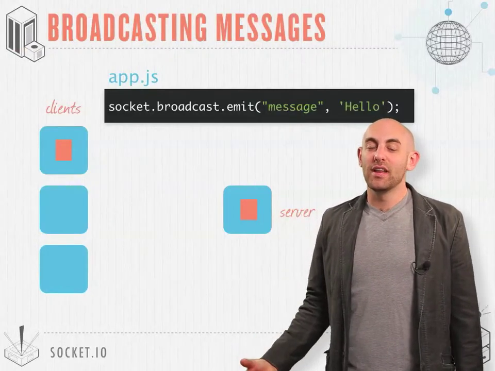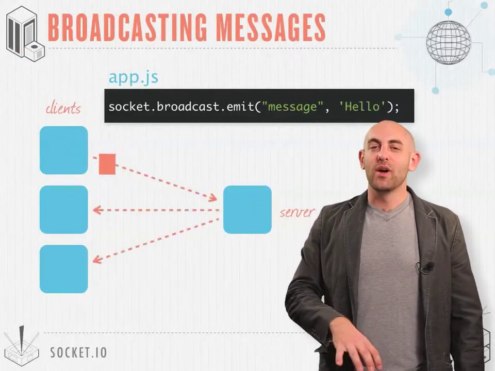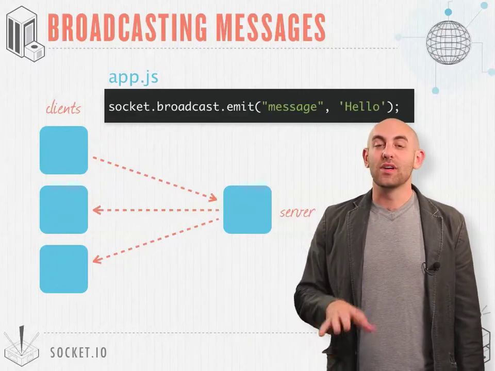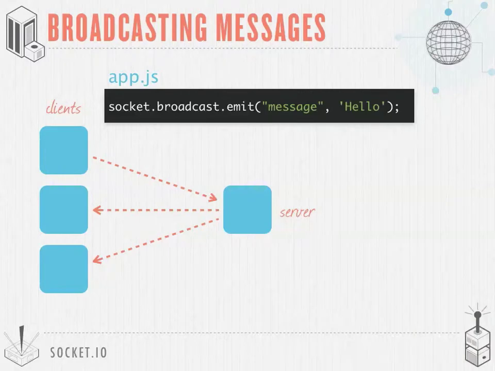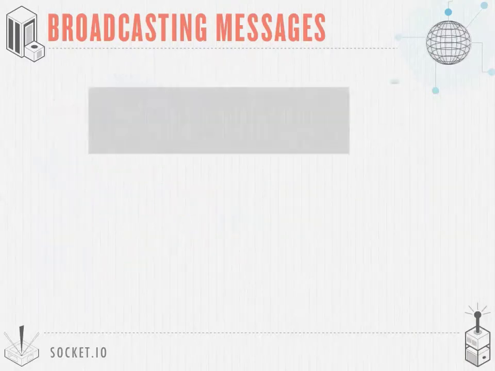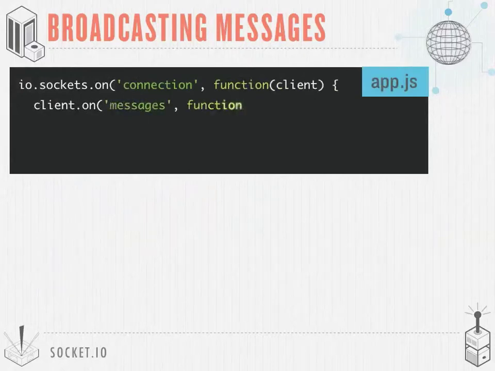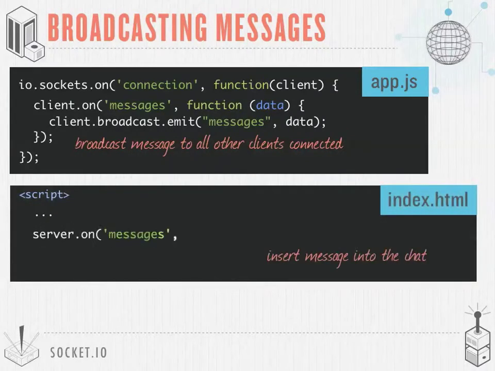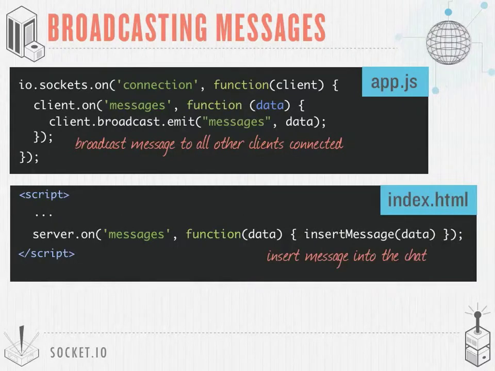Let's say a client sends a message to the server, and you want to broadcast that message out to all the other clients. Well, Socket.io gives us the broadcast flag for that. Let's use the broadcast functionality in our chat app to, instead of just logging the message to the server, broadcast that message out to all the other clients. The only thing that we need to do on our client now is listen for messages events, and when we get one of those events, we insert the message into our chat app.